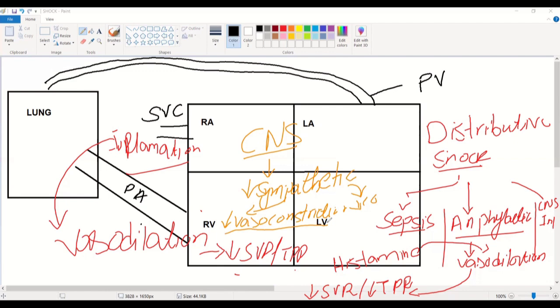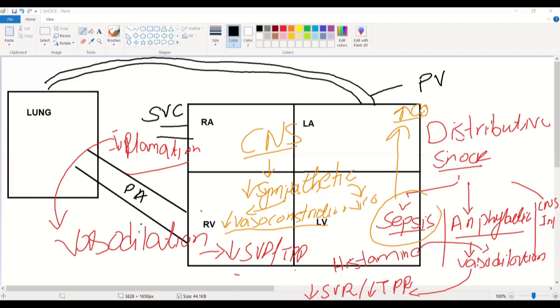So distributive shock is divided into three types: sepsis, anaphylactic, and CNS injury mainly. The main mechanism of this shock is vasodilation, right? And in all types of distributive shock, there is a decrease in systemic vascular resistance. Okay, one of the important points: mainly in sepsis, the cardiac output is increased. In all other types of shock, the cardiac output is decreased. Keep these things in mind. Only in sepsis, and sometimes you find it in anaphylaxis. But from the USMLE point of view, you know that sepsis leads to increased cardiac output, right? This is some sort of exception in shock.